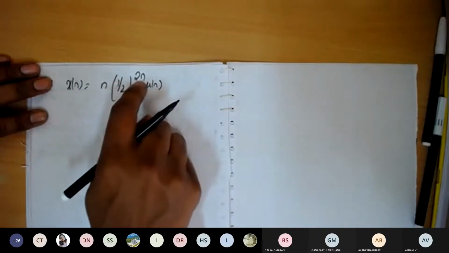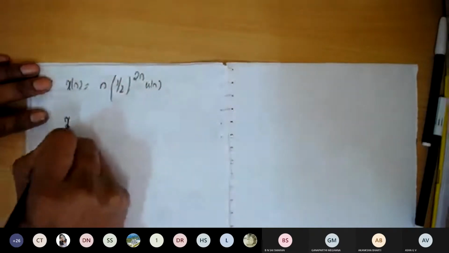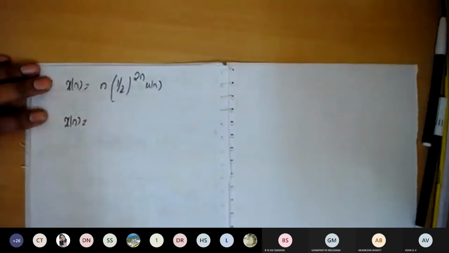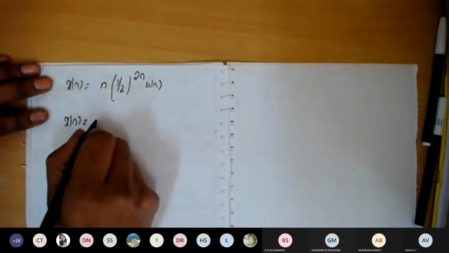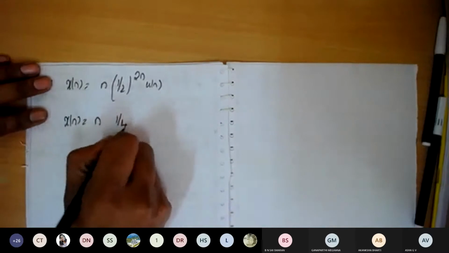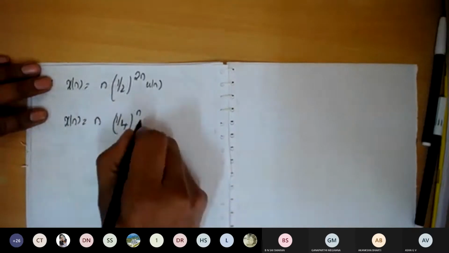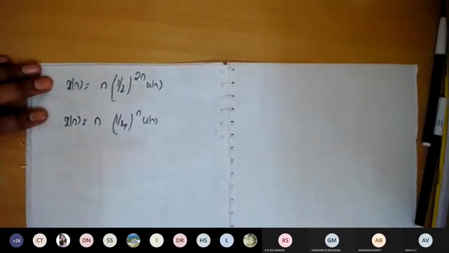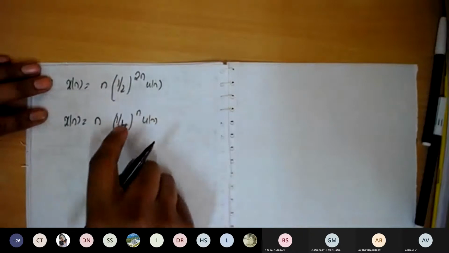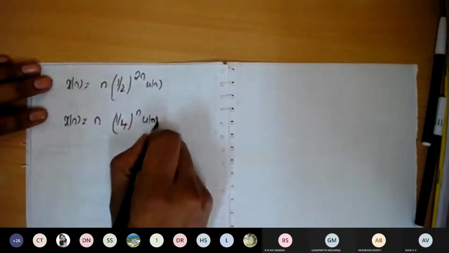1 by 4 to the power of n we will get. So I can rewrite this one as, we know the exponential series, a to the power of b into c can be written as a to the power of b to the power of c. So it is 1 by 4 to the power of n into u of n we can write.